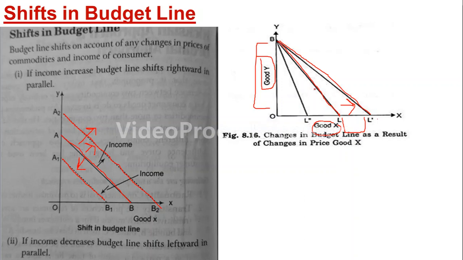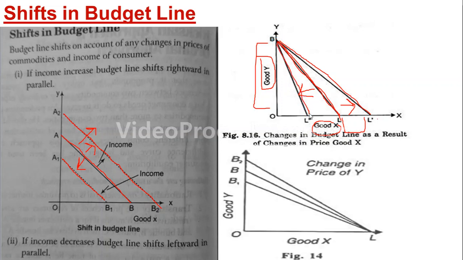And let us imagine if the price of good X increases, he will buy the same amount of good Y because the price is the same there, but the price of good X has increased, so he will buy less quantity of good X. So in this case the budget line will shift from BL to BL double dash. And in the same way, if there is any change in the price of good Y while the price of good X is constant, then also the budget line will shift. So you can understand it by looking at this diagram.